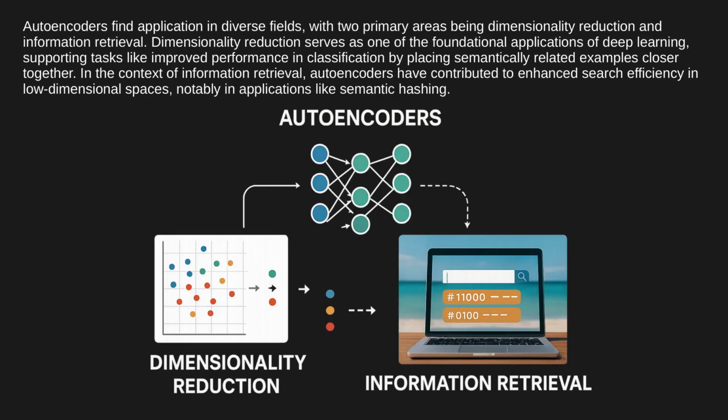Autoencoders find application in diverse fields, with two primary areas being dimensionality reduction and information retrieval. Dimensionality reduction serves as one of the foundational applications of deep learning, supporting tasks like improved performance in classification by placing semantically related examples closer together. In the context of information retrieval, autoencoders have contributed to enhanced search efficiency in low-dimensional spaces, notably in applications like semantic hashing.